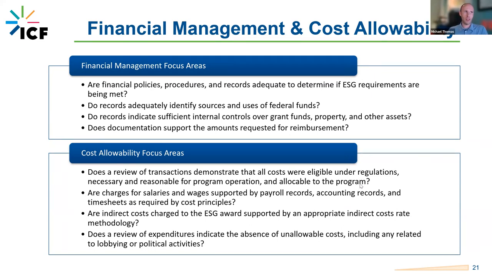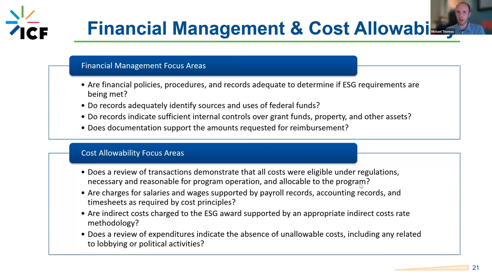Do records adequately identify sources and uses of federal funds? Much like match, the federal funds have to be accounted for in the same way. You have to identify sources and uses very clearly. Do records indicate sufficient internal controls over grant funds, property, and other assets? So you have to have an effective system of internal controls to make sure that assets are being used in alignment with the appropriate regulations and other standards. Does documentation support the amounts requested for reimbursement?